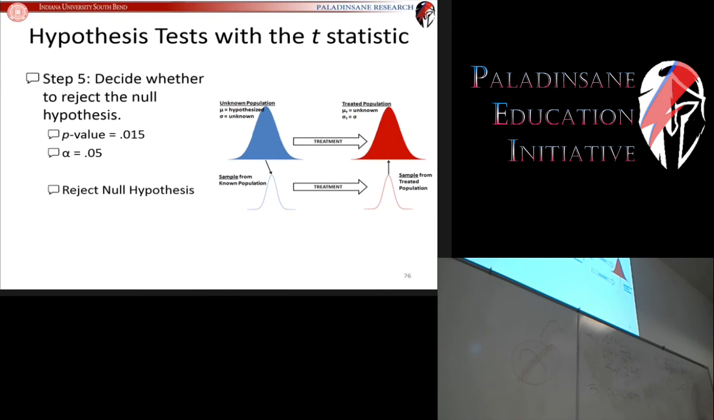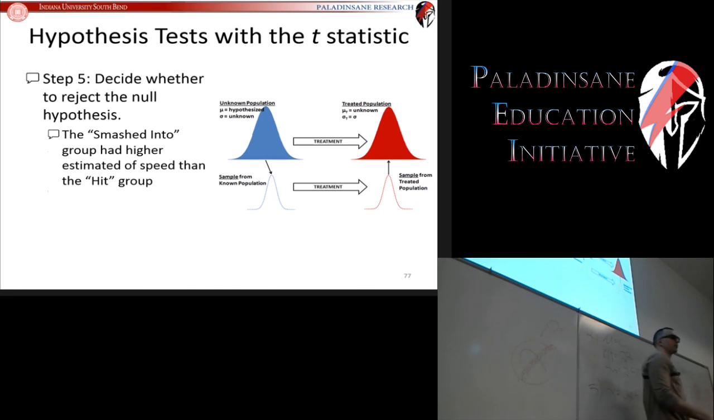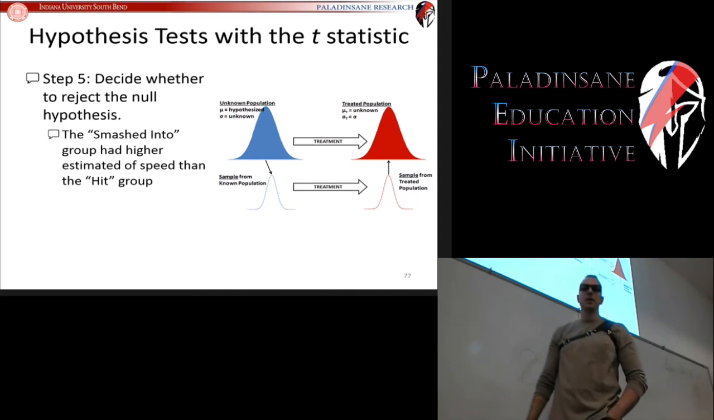Please be very careful when you're comparing decimal values. I have seen students immediately look at it and say, oh, that's 15, that's 5, 15 is bigger than 5. It's not 15 versus 5, it's 15 versus 50. Just make sure that you're taking your time when you're comparing those, because you don't want to make a mistake here and go the wrong way. So the p-value, 0.015, is less than our alpha. We reject the null hypothesis, and we conclude that there is an effect of how you ask the questions. People in the smashed into group actually did report higher speeds than the hit group.